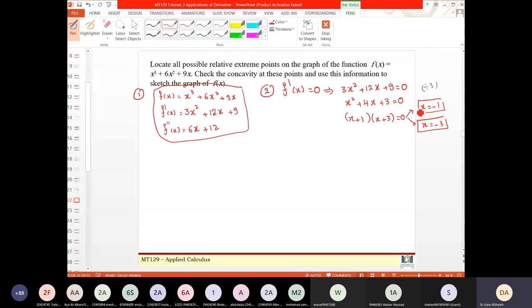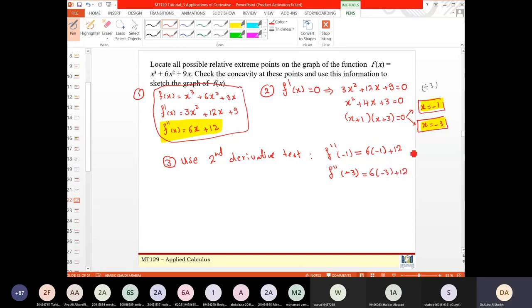So in step number 3, I'm going to use the second derivative test. What does the second derivative test mean? I'm gonna find f double dash of minus 1. I'm gonna find f double dash of minus 3. Where is f double dash? It's this one here. So f double dash at minus 1 is equal to 6 times minus 1 plus 12, and at minus 3 it is 6 times minus 3 plus 12. Give me the answer, please.